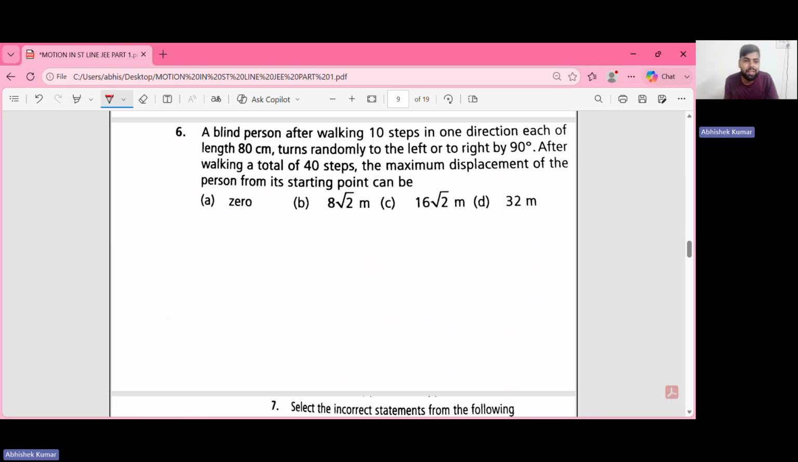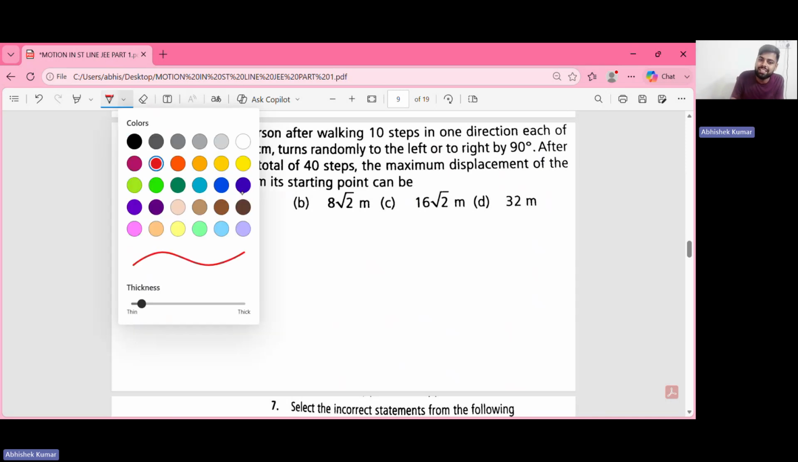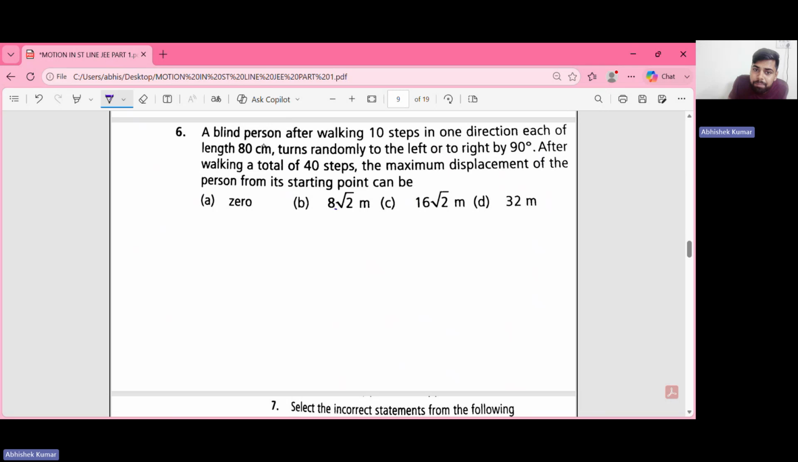Okay. We have taken this question so long back. Let's see how to do the question. A blind person walks 10 steps in one direction, each of length 80 centimeter. Meaning he is walking 10 steps in each direction, each of length 80 centimeter. The total, how much is that we have to see?